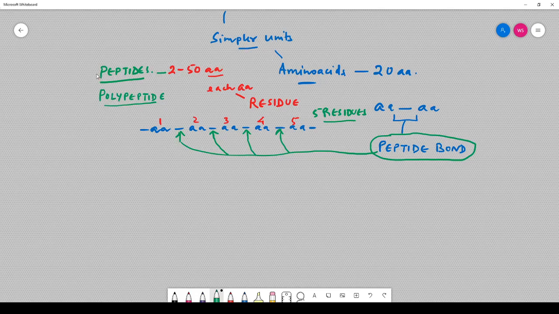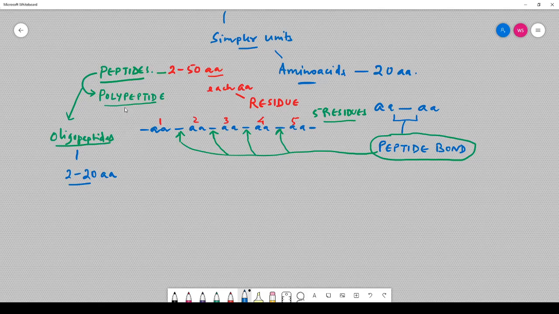Now, these peptides are divided. They can be polypeptides, okay. They can be oligopeptides, okay. So oligopeptides contain about 2 to 20 amino acids. Okay, 2 to 20 amino acids, they are called oligopeptides.